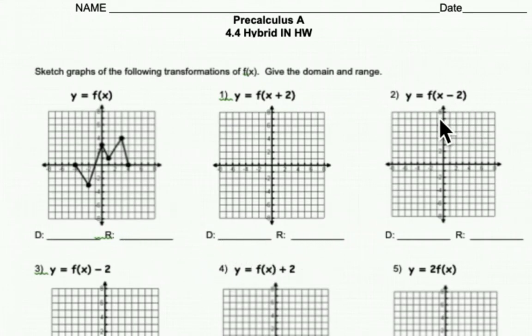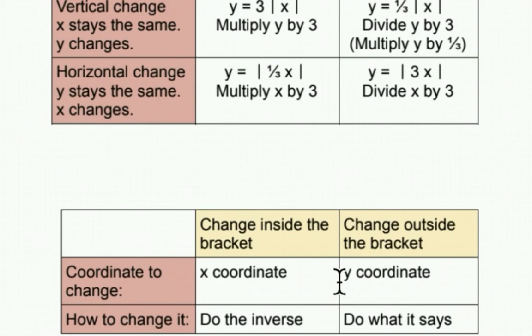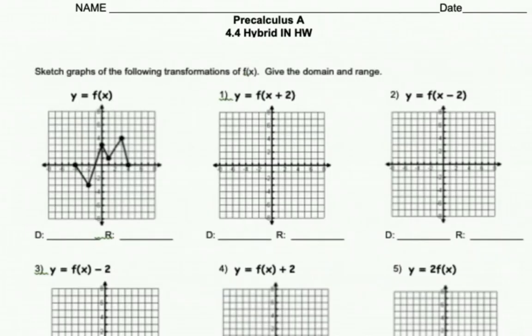This one, again, think counterintuitively because I'm changing inside the parentheses. For this particular problem, I'm changing not inside the parentheses, but outside the parentheses. That means that I am changing the y coordinate. So do exactly what it says. Every y coordinate will now be 2 less than what it was. So that shifts down 2 units.